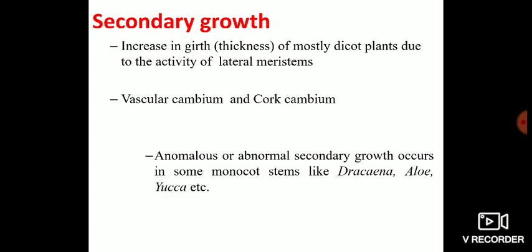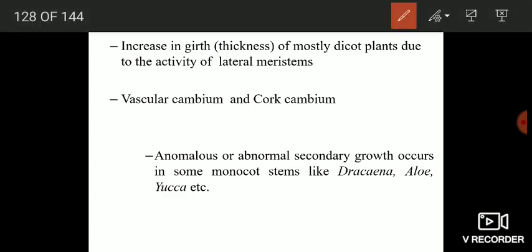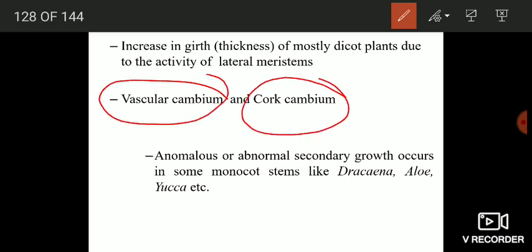Secondary growth simply means increase in girth or thickness of dicot plants due to the activity of lateral meristems. दो तरह के lateral meristems हैं. First one is vascular cambium and second one is cork cambium. Vascular cambium results in the formation of secondary vascular tissues like secondary xylem and secondary phloem, and cork cambium helps in the formation of cork that we will discuss separately.